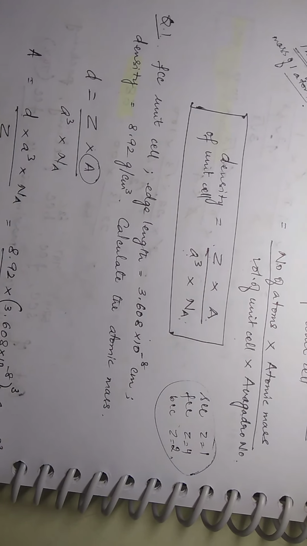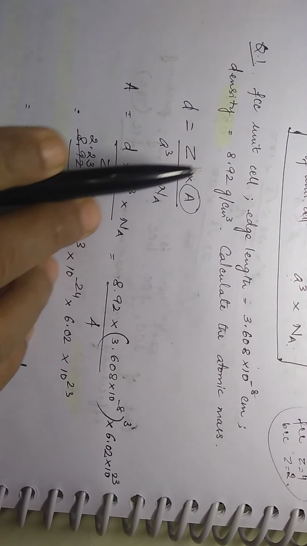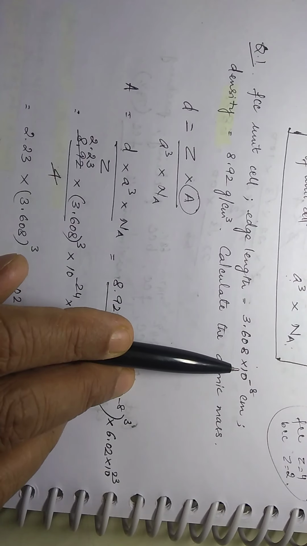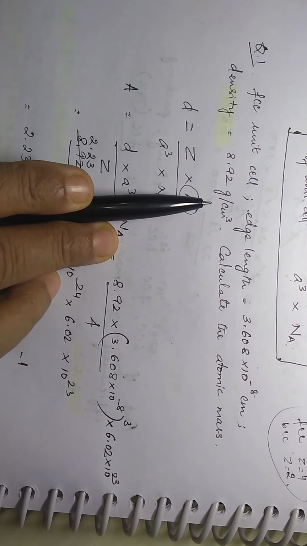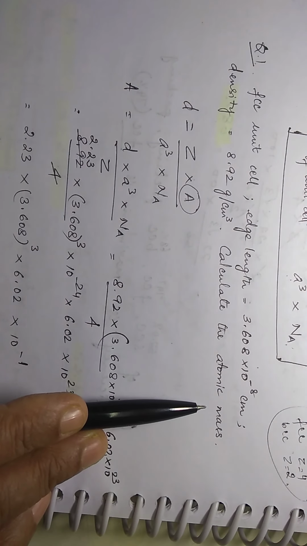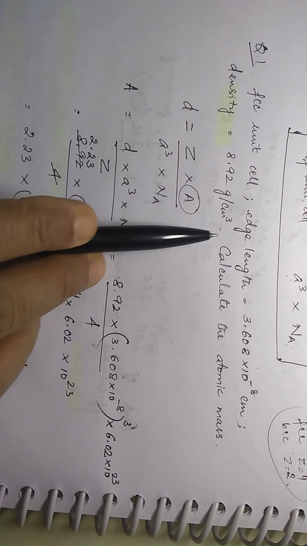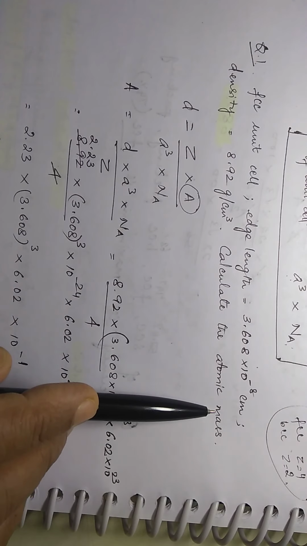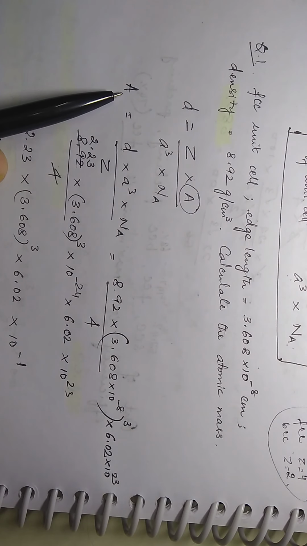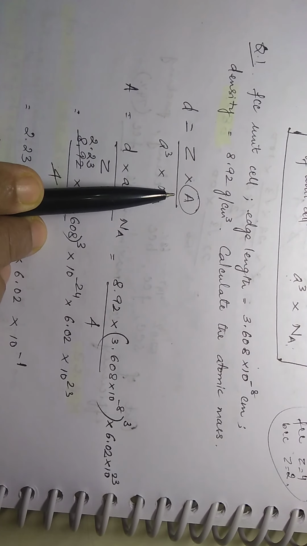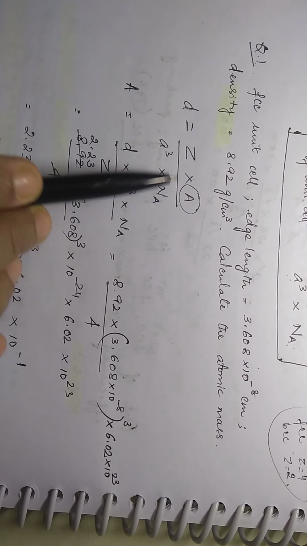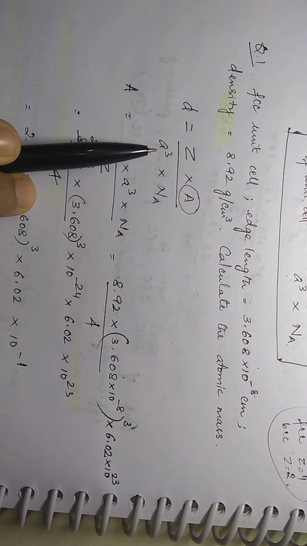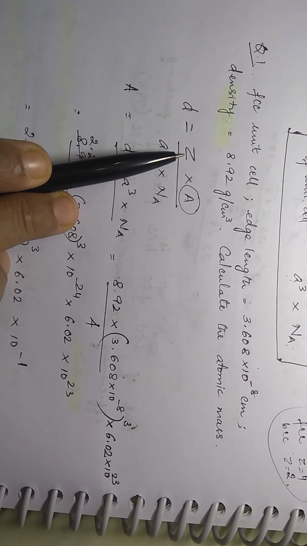Now I've given you an example. It's given that it's an FCC unit cell. Edge length is given. That means a is given to you. Density is also given to you. You have to find out the atomic mass, right? Put the formula. Then what do you want to find out? You want to calculate atomic mass. Rearrange the formula according to your need. You want to find out M. So bring M and rearrange the formula. It is D into a cube into Avogadro number upon Z.